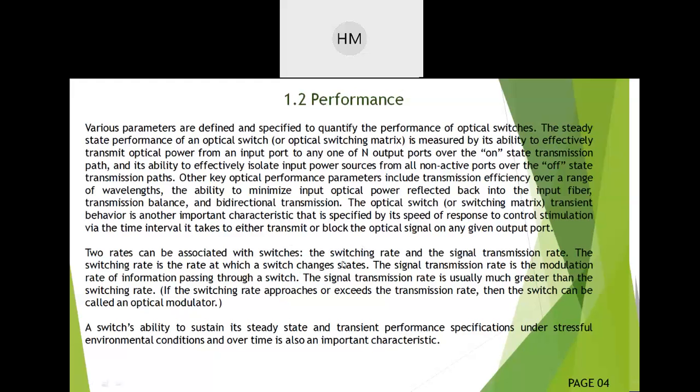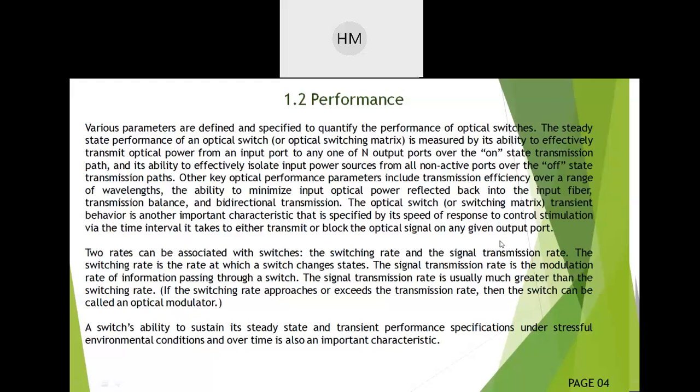Okay? So, the optical switch transient behavior is another important characteristic that is specified by its speed of response to control stimulation via the time interval it takes to either transmit or block the optical signal on any given output port. So another important parameter is its transient behavior. जैसे हम on off करते हैं, क्या effects आते हैं? That is very very important.